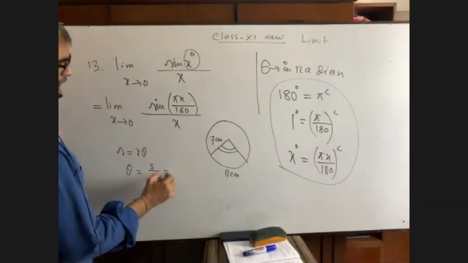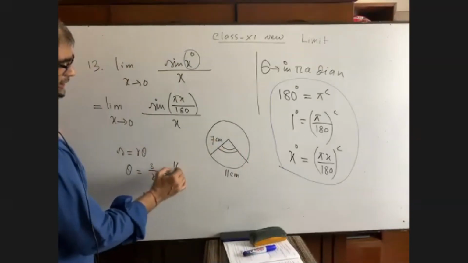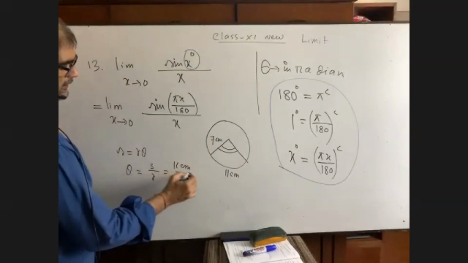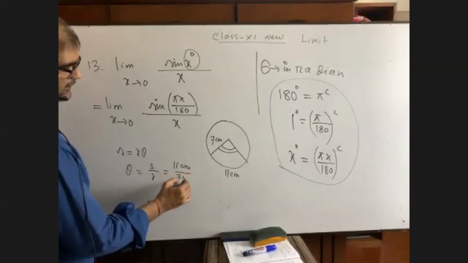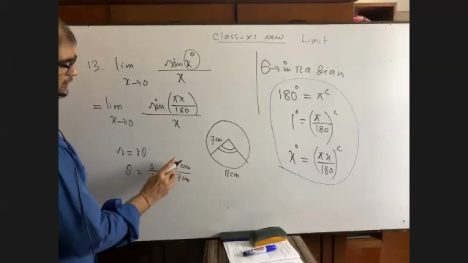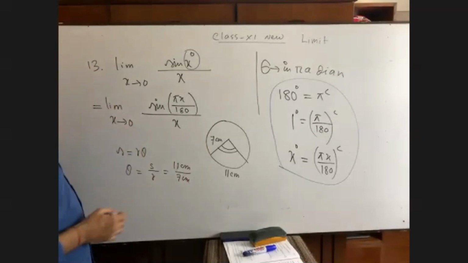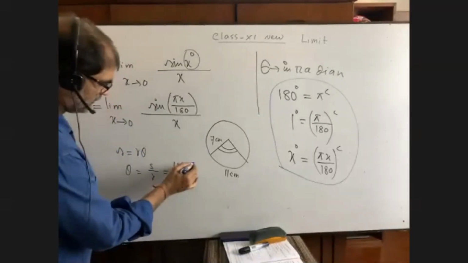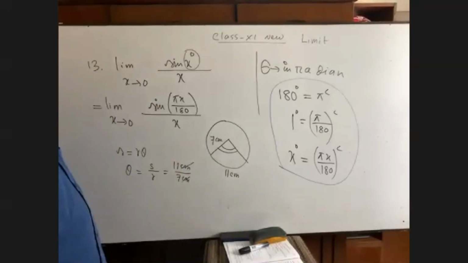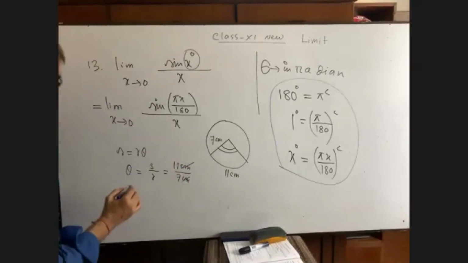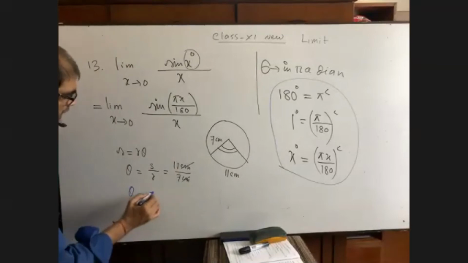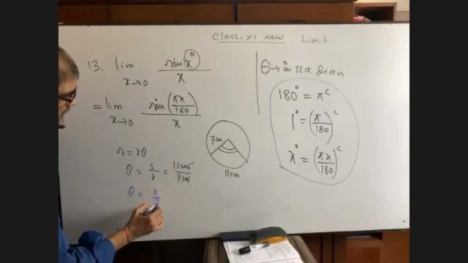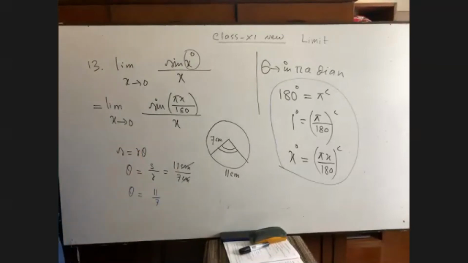Yes, sir. S equals what? 11 centimeter and R is 7 centimeter. Now you see, centimeter will be omitted from both the numerator and denominator. So you are left with theta equals what? 11 by 7. Am I right? I am not wrong.